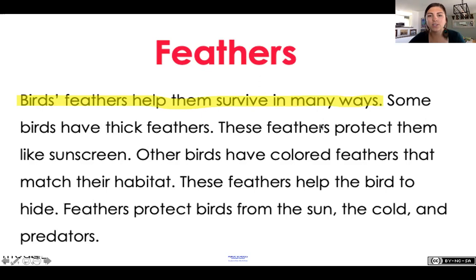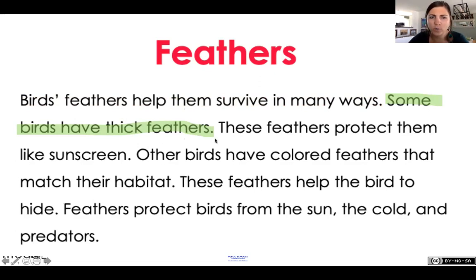So let's take a look at what comes after. Do you guys remember there was a topic sentence? What came next? Detail sentences. Remember we had two detail sentences and a conclusion. So we've identified the topic sentence. Let's go to our detail sentences. First detail sentence. Some birds have thick feathers. So now they're describing the feathers. They're saying birds' feathers help them survive. So now they're talking about what kind of feathers? Thick feathers. Do you guys remember?